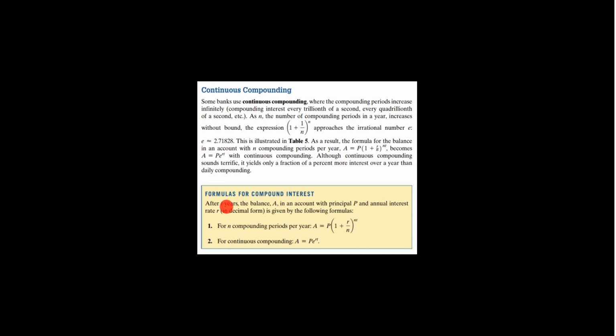So t is years, the balance, which is going to be A, or the amount, in an account with principal P. Principal, again, is how much you originally invest or how much you originally put into the account. And annual interest rate r. Again, these variables are recycled. They're the exact same variables that we've been using so far. All right, it's given by the following formulas, for n compounding periods per year.